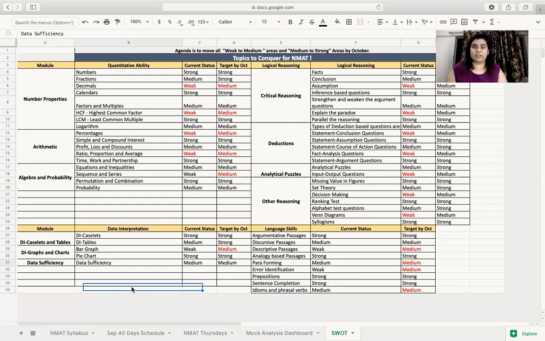Your objective is, by end of October, everything which is weak has to move to medium. Everything which is medium has to move to strong. Just do this. All right, just do this, achieve this, and trust me, you guys will be able to get an NMAT 220 plus score and that interview call, which I'll make sure we convert.